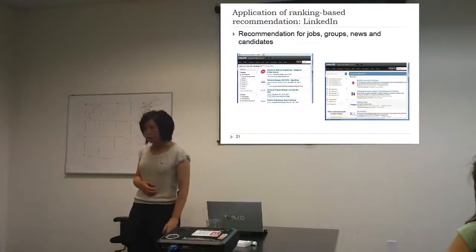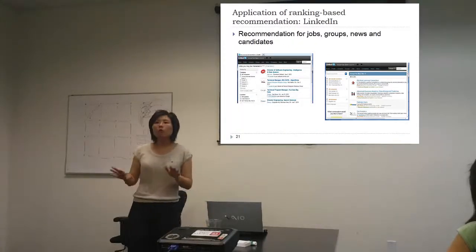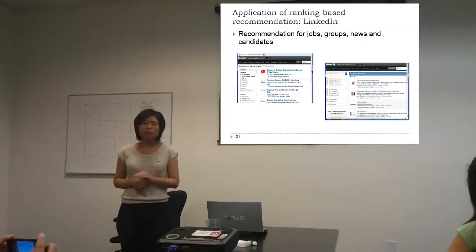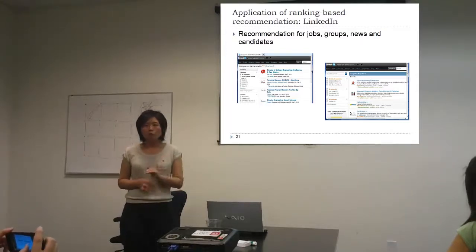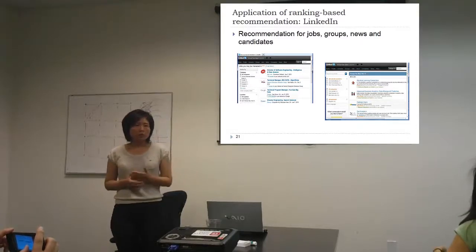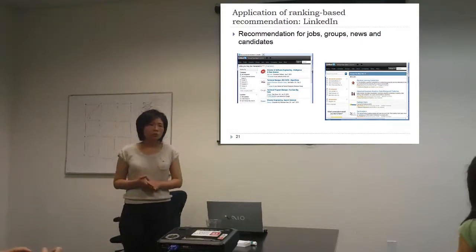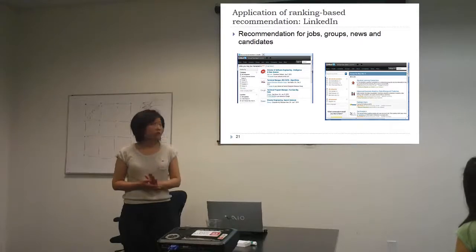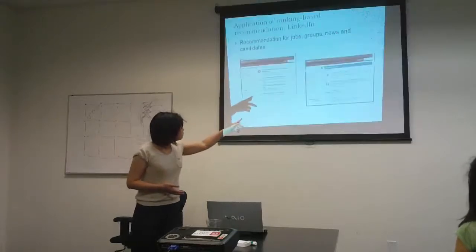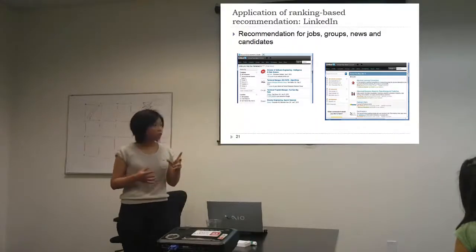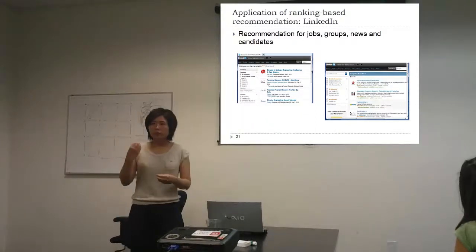But if you look at more modern recommendation systems like LinkedIn's, they all use a ranking base. They don't use collaborative filtering. They build a ranking score on different jobs, on different groups or different news, and then they sort them.